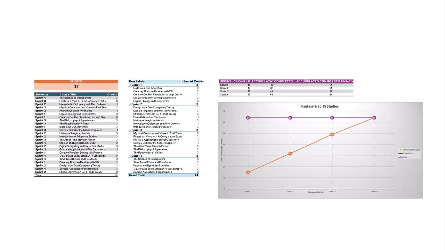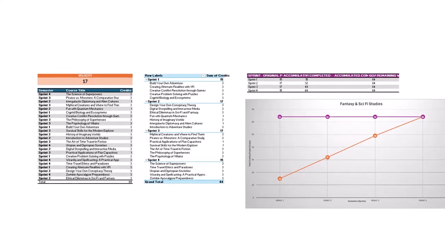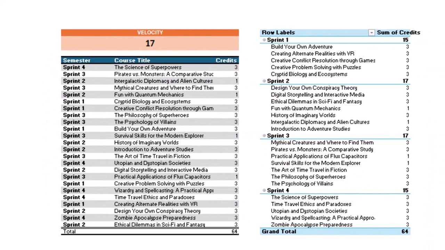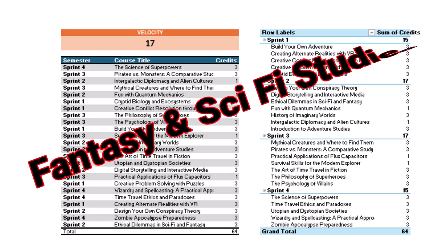All right, for this week's exercise, we're going to work with a real-world correlation to better understand burn-up and burn-down charts. And what's more real than working toward a degree? I'll walk you through how we can apply agile principles to something like managing our coursework over multiple semesters. Let's take my example. I'm pursuing an AAS in fantasy and sci-fi studies.